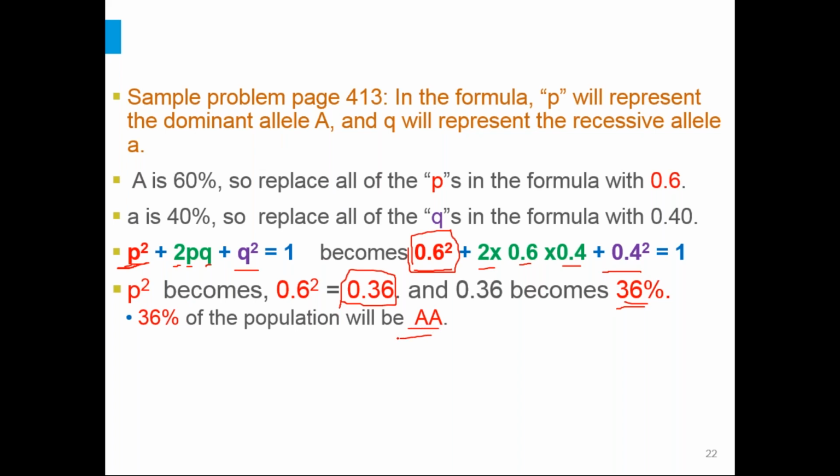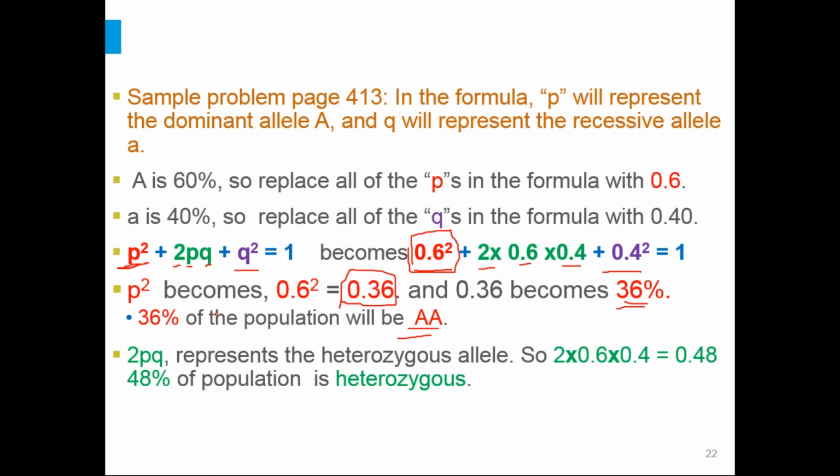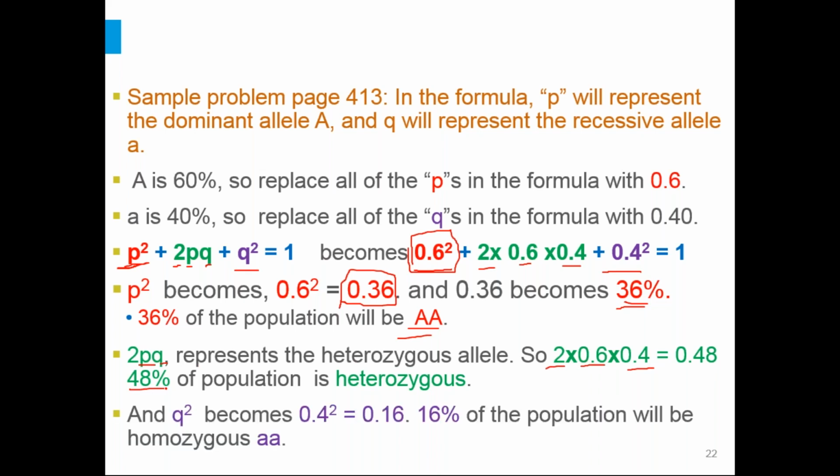homozygous dominant. Our next term was 2pq, and this represents the heterozygous allele because you have a p and a q. So we take 2 times 0.6 times 0.4, and that gives us 0.48. So 48% is heterozygous. And our last one is q squared, and that becomes 0.4 squared, and 0.4 times 0.4 is 0.16. So 16% of the population will be homozygous recessive.